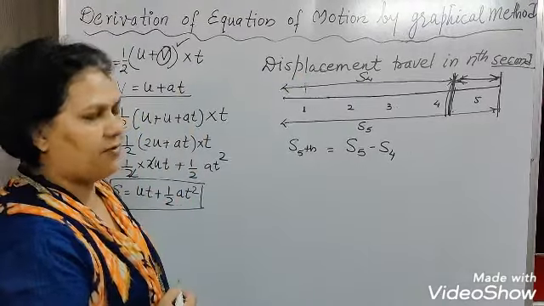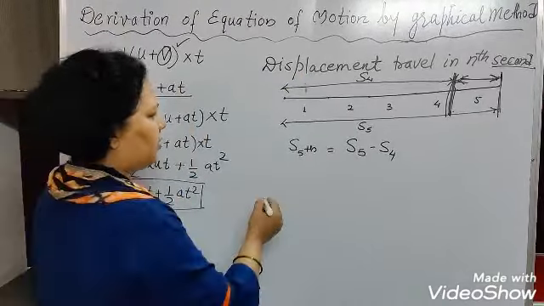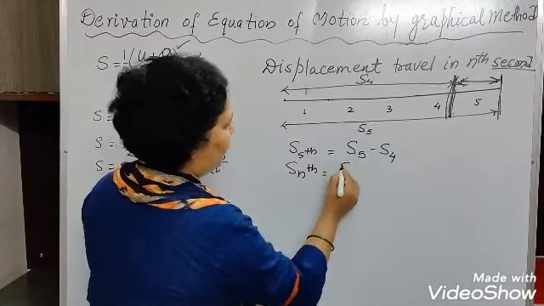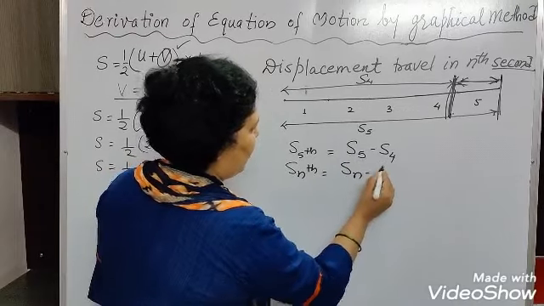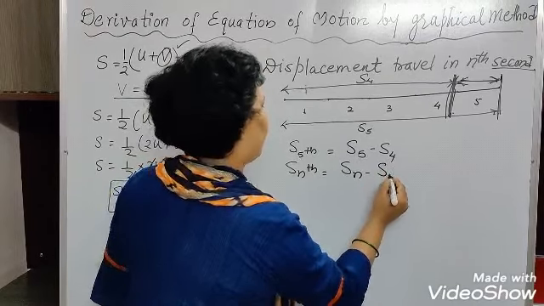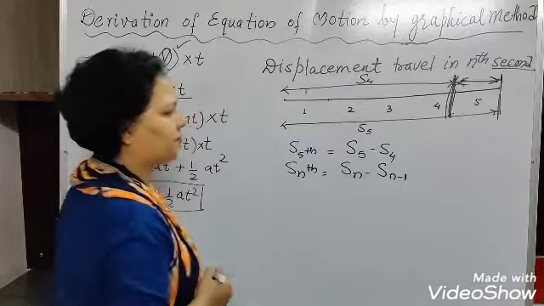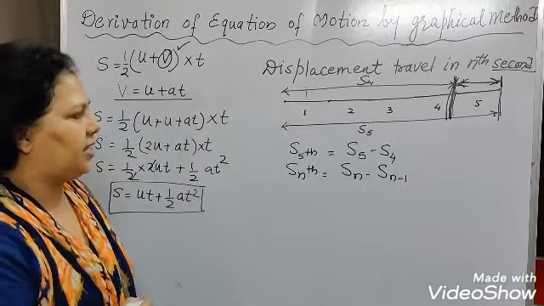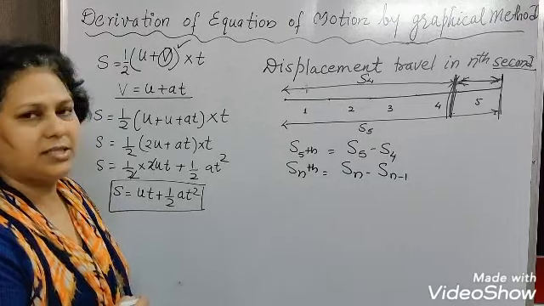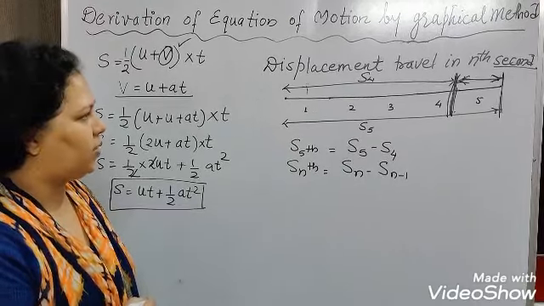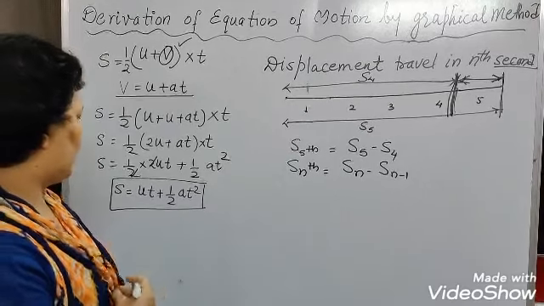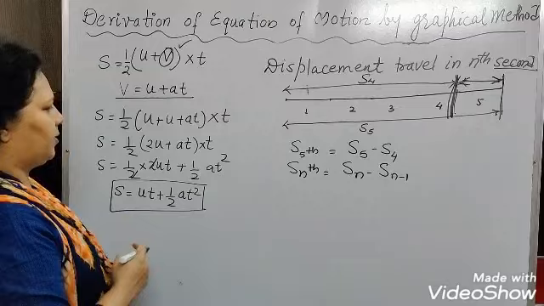In a similar way we will apply the formula here. Now if we are calculating for the nth second, so we can write it as Sn minus Sn minus 1. We can write it in this way: S nth second means Sn minus Sn minus 1. Okay. So to calculate it, we'll just put the values here.